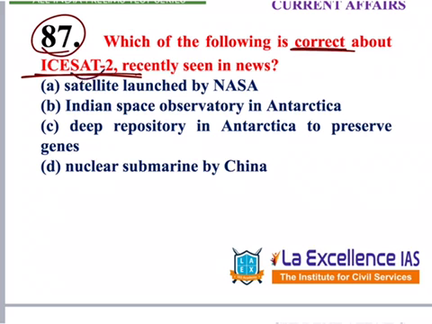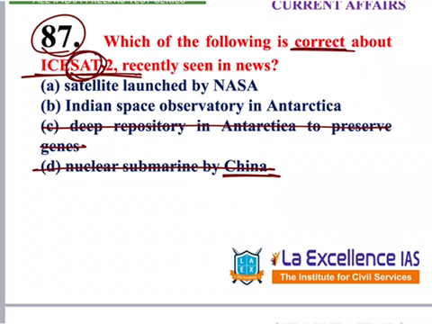Here, SAT in general is related to satellite. So we can remove this. Nuclear submarine, we can remove this. And if it is China, the name should be something related to Chinese words. So in that way also we can remove this. Next, deep repository in Antarctica to preserve genes. This also we can remove because SAT in general is regarding satellite.